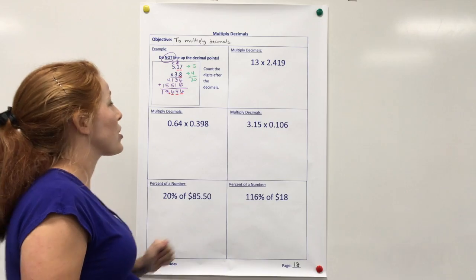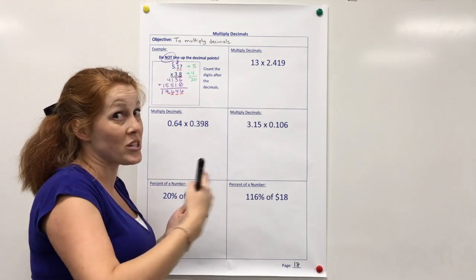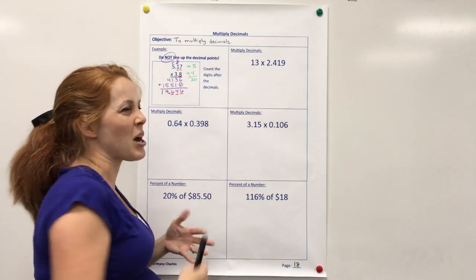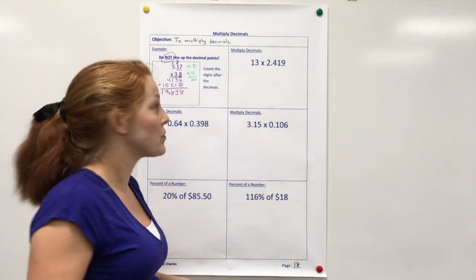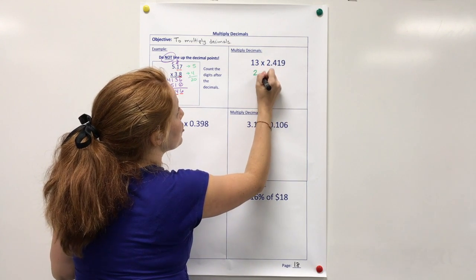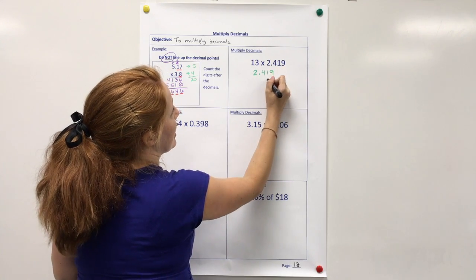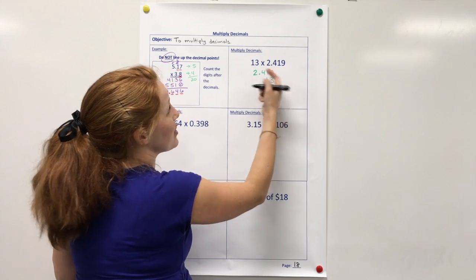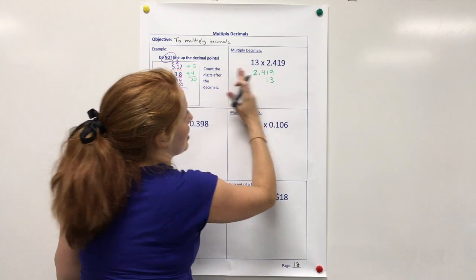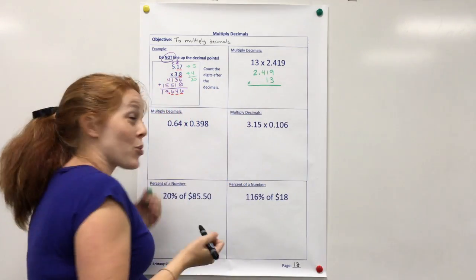One thing you're going to want to do is always take whichever number is longer or has more digits, and put that on top. It just makes multiplying a little bit easier. So I'm going to put this one on the top, 2.419, and 13 goes here. Remember, I don't line up the decimals. I'm just going to line them all the way up to the right. Okay, so go ahead and multiply that.